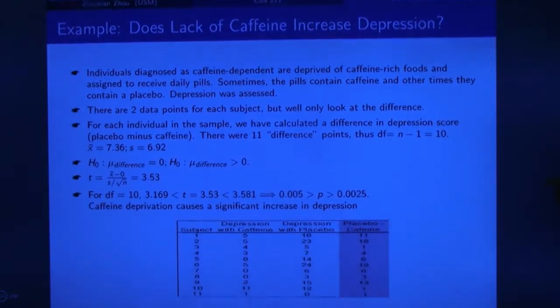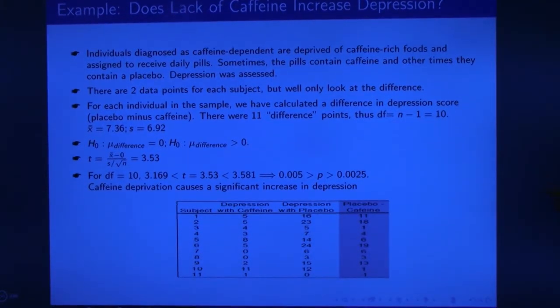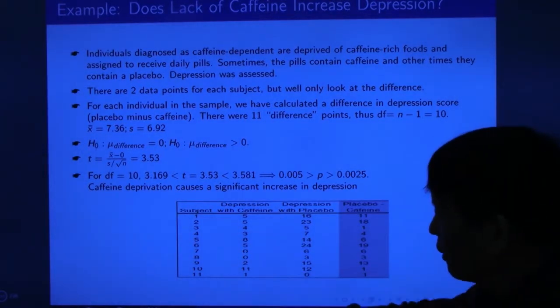Here we have one example. Does lack of caffeine increase depression? The problem is individuals diagnosed as caffeine dependent are deprived of caffeine-rich food and assigned to receive daily pills. Sometimes the pills contain caffeine and other times they contain a placebo. Depression was assessed. So here we have two sets of data for each subject. The subjects are numbered from 1 to 11, so we have 11 subjects.